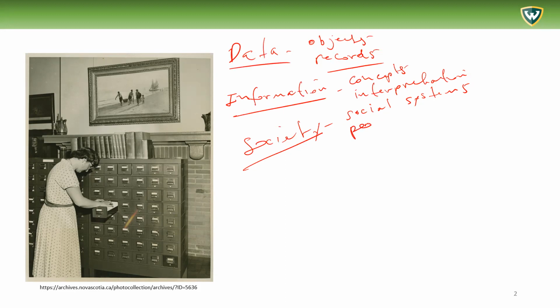People and their interactions. I was thinking the other day, is there a society of one person? Was there ever a society of one person? So data, information, and society. So this course is about these three major concepts and how data are produced and utilized in society.